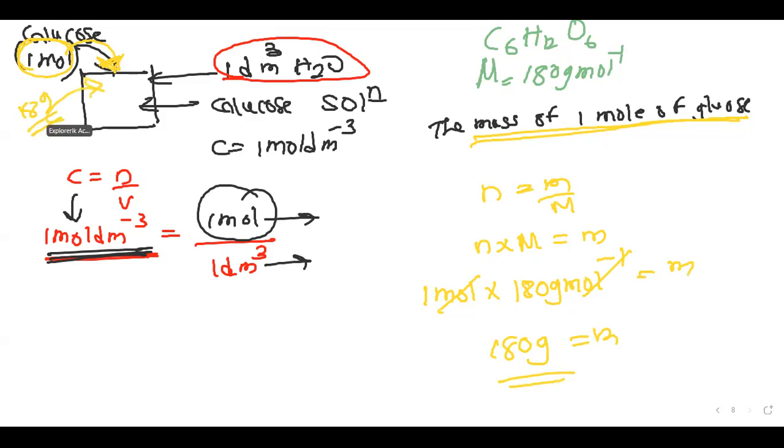When you add 180 grams, one mole of glucose is added to the water. In that case, when you add 1 mole of glucose into 1 decimeter cube of water, automatically you will get the concentration as desired, 1 mole per decimeter cube of glucose solution. Right? That is very simple. I just explained the method in the proper way.